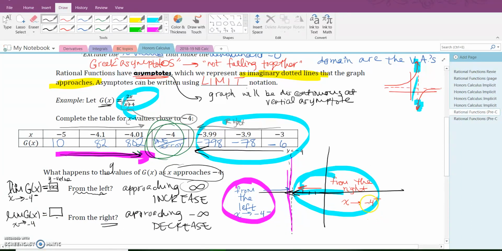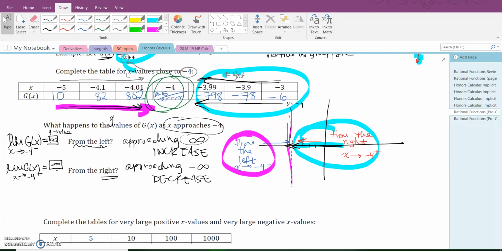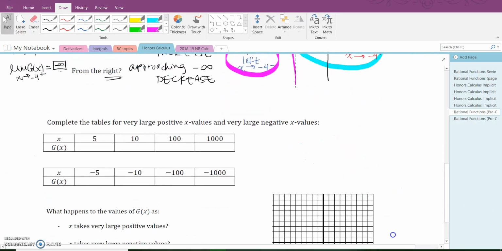So you do x approaching -4 from the right. And as x approached -4 from the right, the y values got smaller and smaller towards -infinity. So the limit is -infinity. I know it's the first time you've seen it, and the notation might seem a little uncomfortable at first, but you'll get used to it.